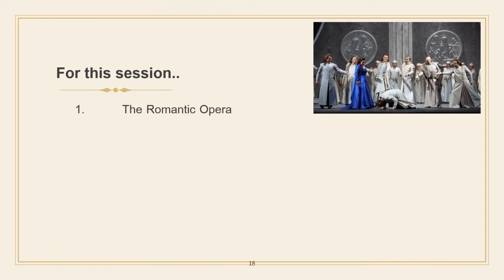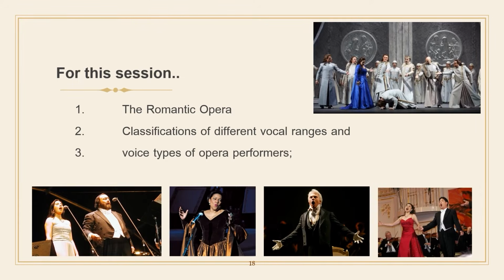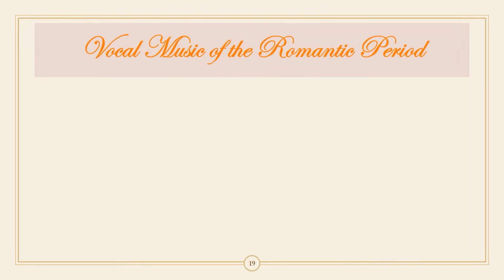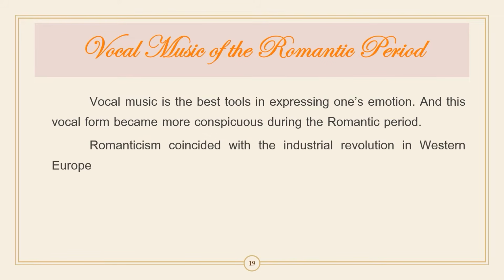For this session, we will discuss the Romantic opera, classifications of different vocal ranges, and voice types of opera performers. Vocal music of the Romantic period. Vocal music is the best tool in expressing one's emotion, and this vocal form became more conspicuous during the Romantic period. Romanticism coincided with the Industrial Revolution in Western Europe.